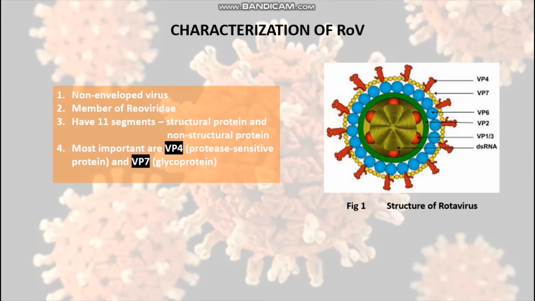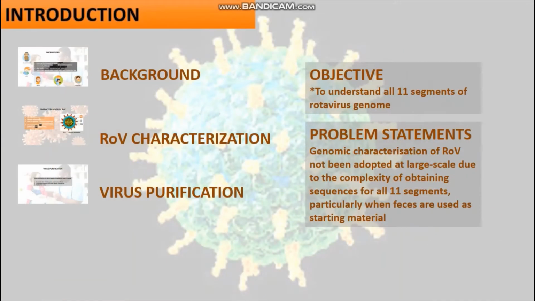This is the structure of rotavirus, and these are its characteristics. Basically, rotavirus is a non-enveloped virus, and it has 11 segments. The most dominant proteins are VP4 and VP7.